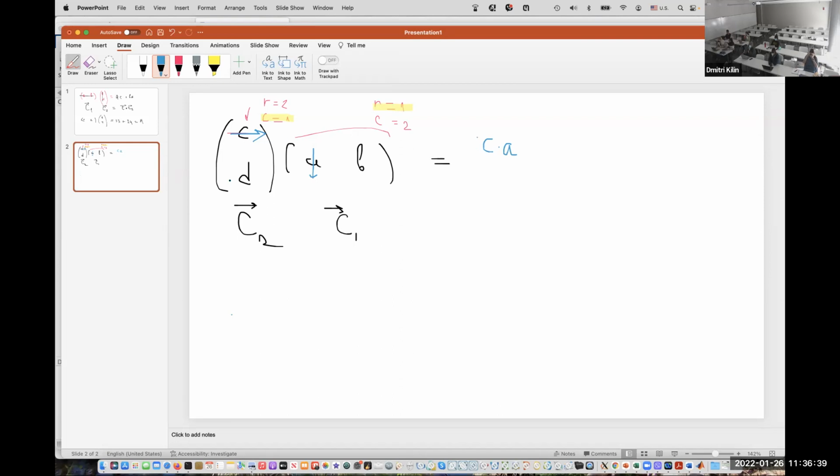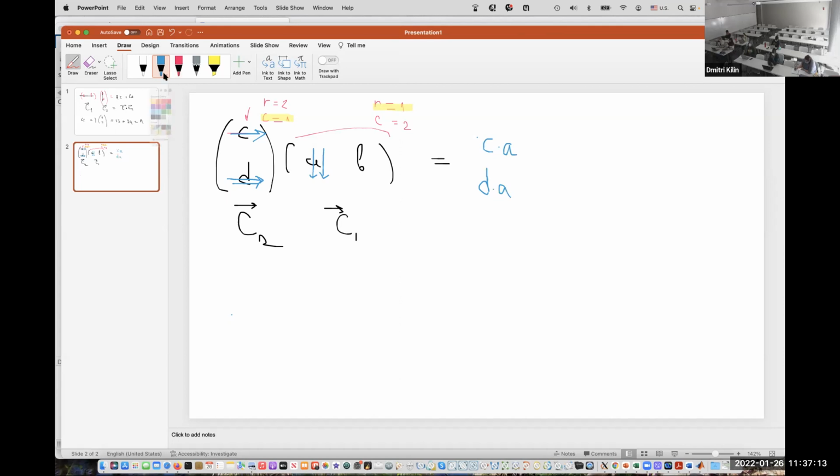Now, if you take the second row in the first object and multiply it by the first column in the second object, it should be just D times A, but by the rules of matrix multiplication, it should be in a different cell of the matrix, right? So we'll put D times A here.